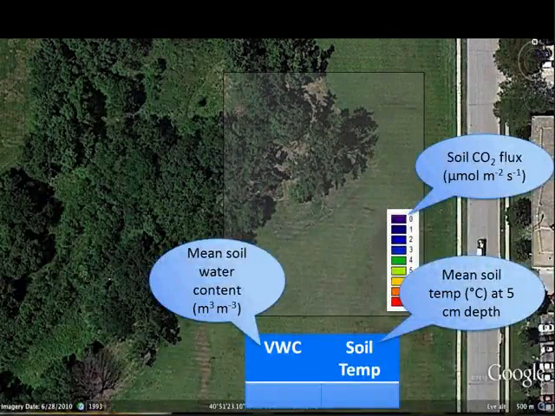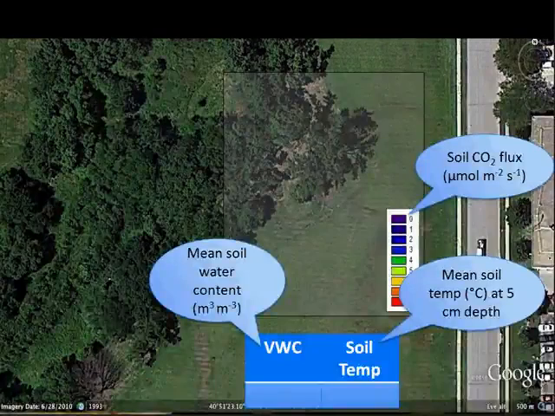So we're looking at a series of chamber measurements in Lincoln, Nebraska on the edge of a forest. CO2 flux is shown as a false color image, while average soil moisture and temperature are also displayed at the bottom there.